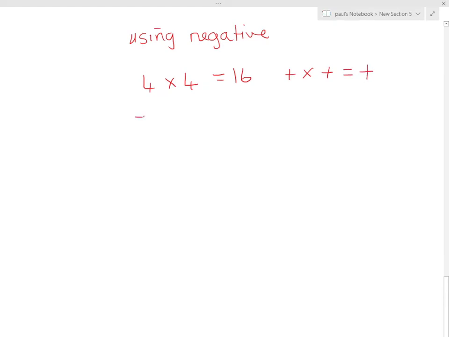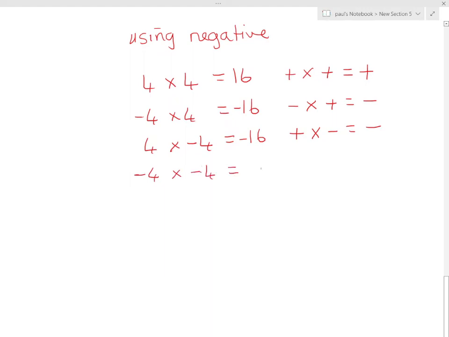Now, what if one of these is minus? Minus 4 times 4. Well, 4 times 4 is always going to be 16, but this time the answer is minus 16, because a minus times a plus equals a minus. And we can swap these around the other way. 4 times minus 4 will also equal minus 16, because a plus times a minus equals a minus. And minus 4 times minus 4 equals, bizarrely, plus 16, because a minus times a minus equals a plus.